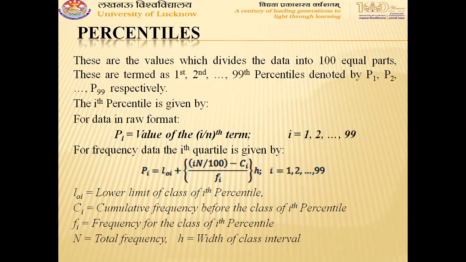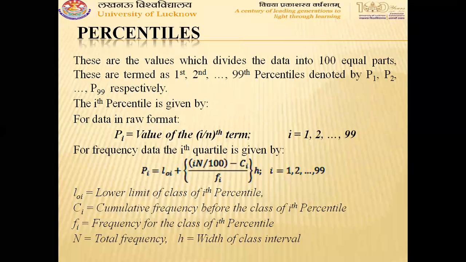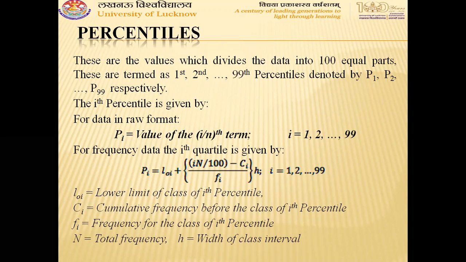The third partitioning value is percentile. As per its name, percent is always calculated in terms of 100. So percentile divides the data into 100 equal parts. These are termed as first, second up to 99th percentile and denoted by P1, P2 up to P99 respectively. Again, the formula of calculation is the same. So the formula for raw data is the value of the i n by 100 th term, where i changes from 1 to 99.